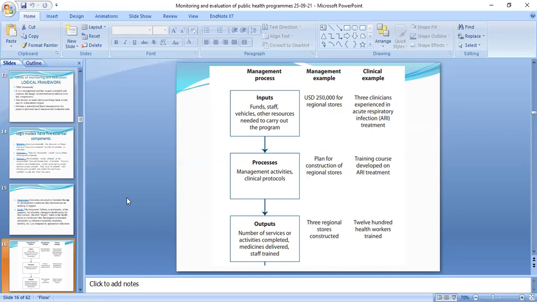The next level is processes, in which management activities, clinical protocols and training of the staff are done. In the management example, it is the plan for construction of regional stores, and in the clinical example, it is the training course developed on acute respiratory infections. The next level is output. In this, the number of services or activities completed, medicines delivered and staff trained. In this example, 3 regional stores are constructed and 1200 health workers are trained.